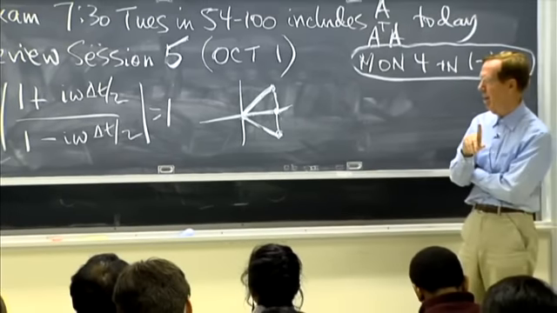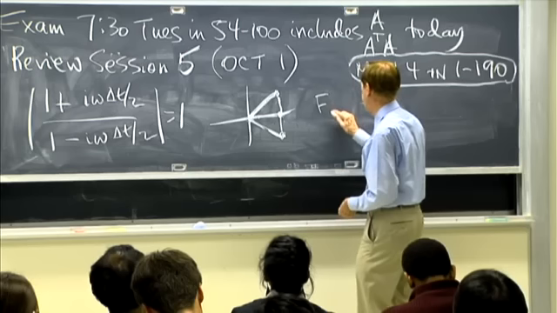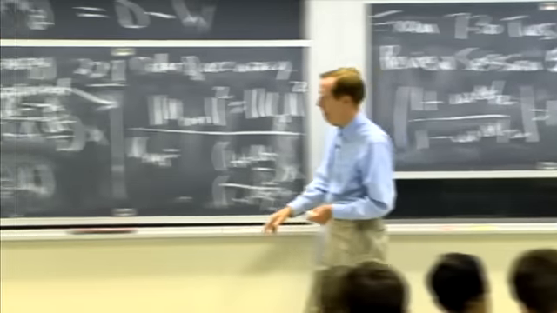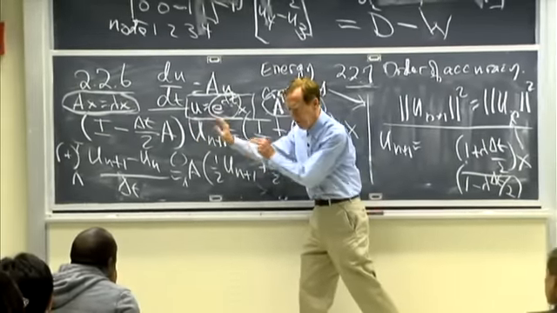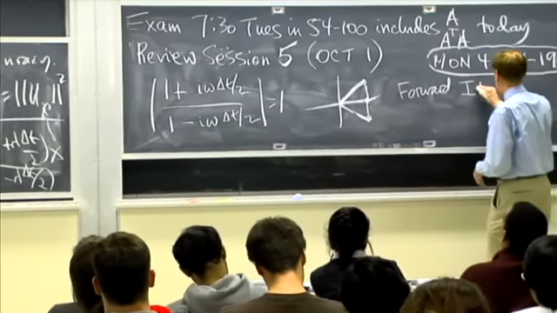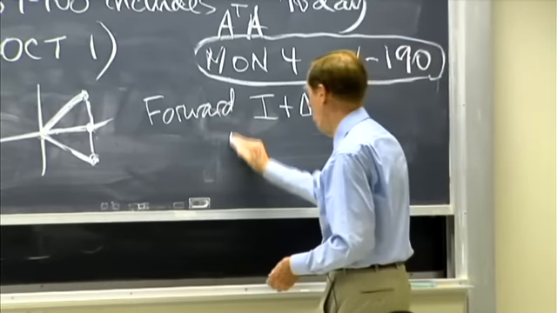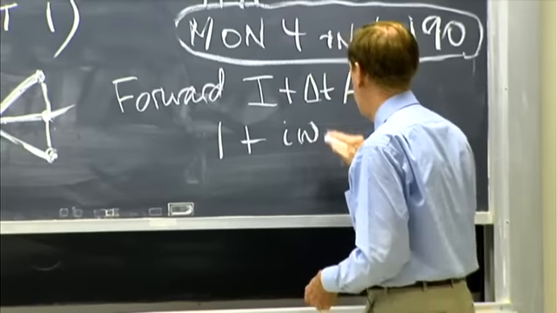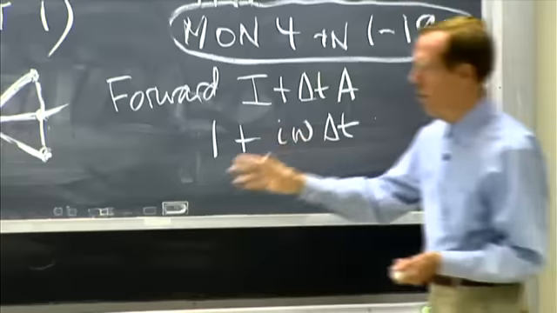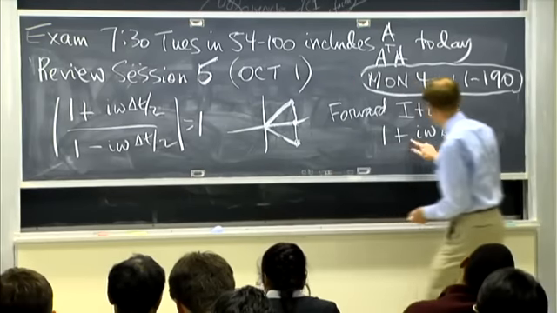You see the difference between Euler's method. So forward Euler would not have had this implicit stuff on the left side. It would all have been on the right-hand side. Forward Euler would have been I plus A delta t. And what are its eigenvalues? 1 plus i omega delta t, right? We're not dividing by anybody. It's this part up top, too. So it's 1 plus i omega delta t.